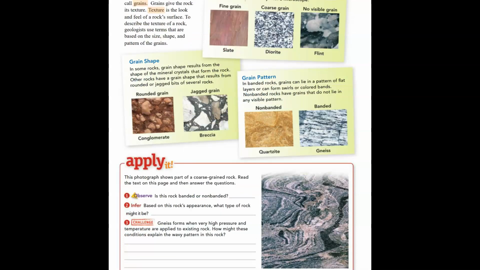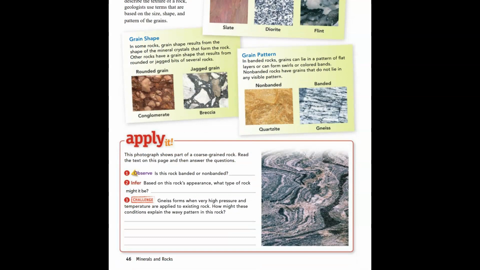So down here at the bottom, we have a picture of a rock. The photograph shows part of a coarse grained rock. Read the text on the page, answer the questions. We've read the text on the page. Is this rock banded or non-banded? Are there visible lines that lie in a pattern of flat layers or swirls on the band? Yeah, it does. You can definitely see the dark black lines that are shaping it. This is a banded rock.